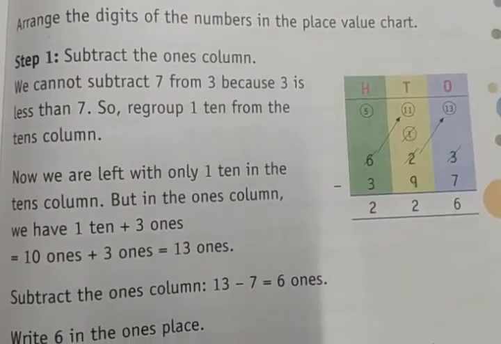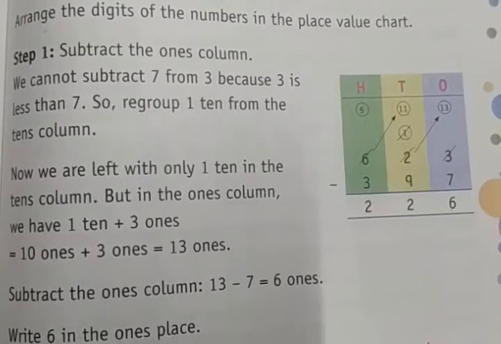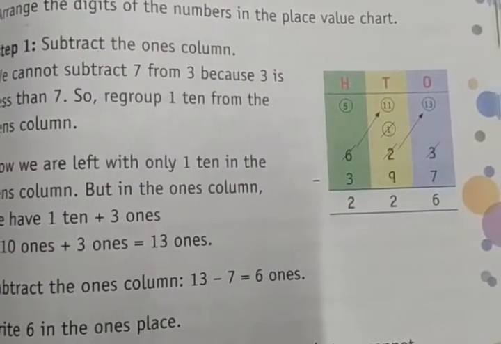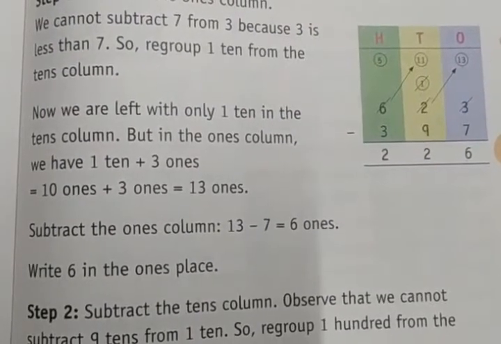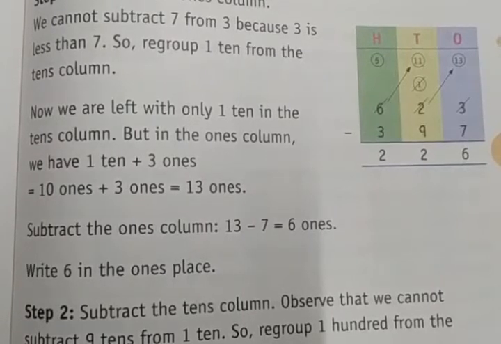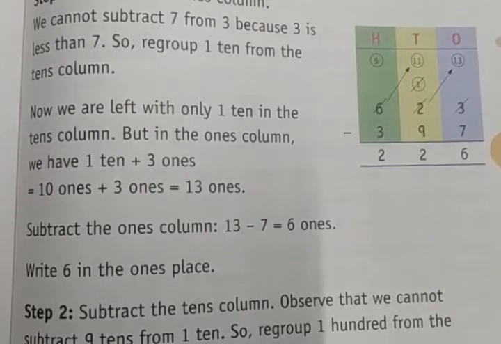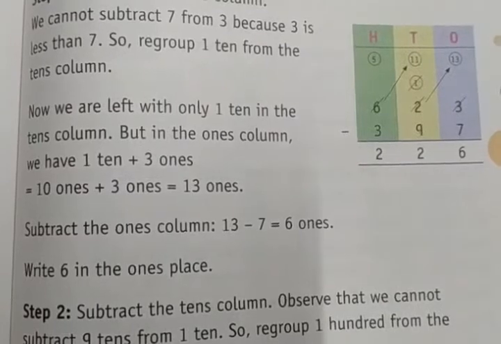Keep your mind open. Definitely you will be able to solve. Okay, so this is how we need to solve. Subtract 623 minus 397. The answer is 226.